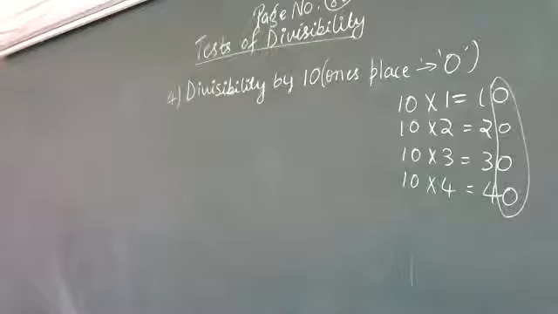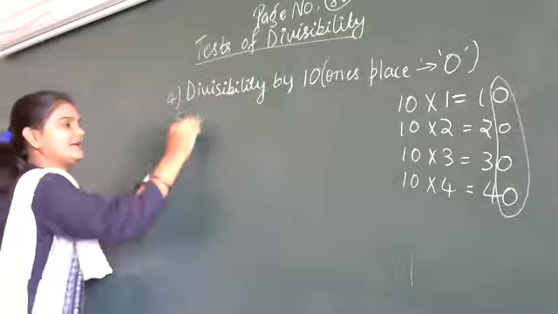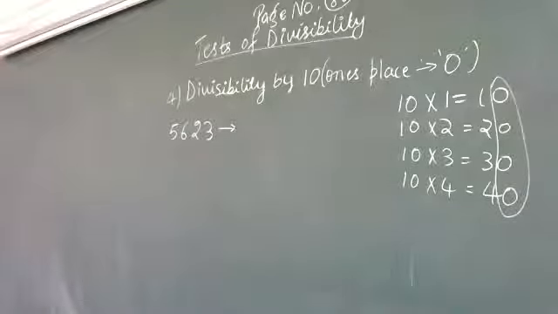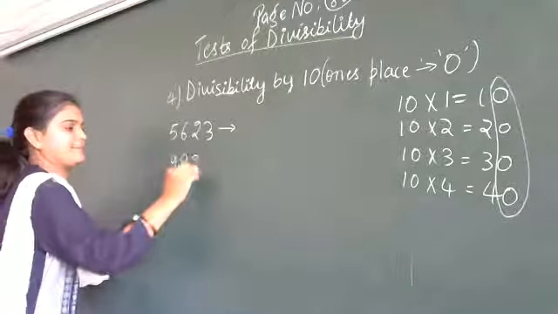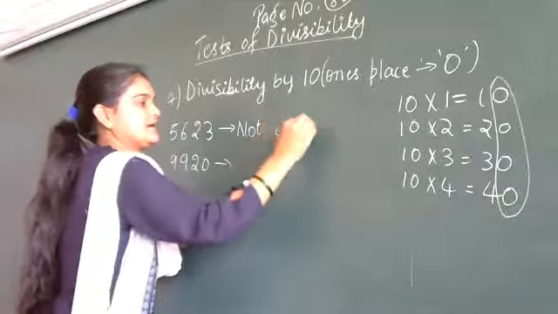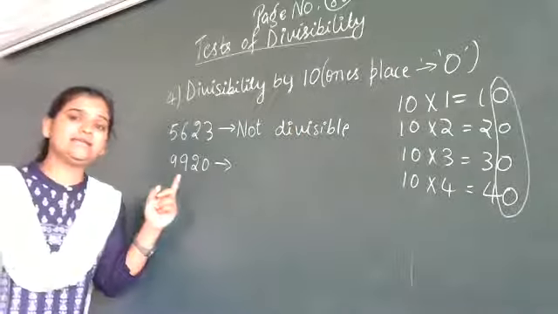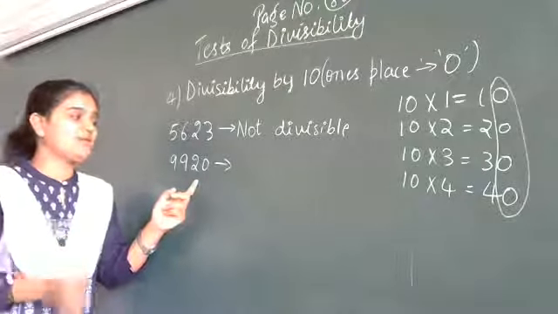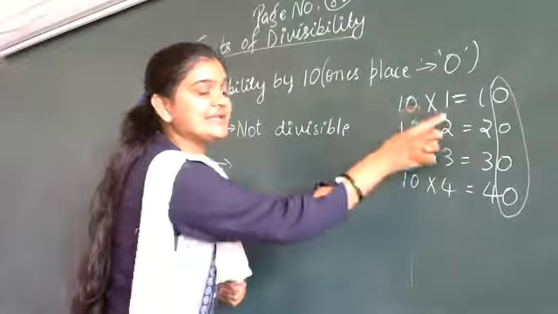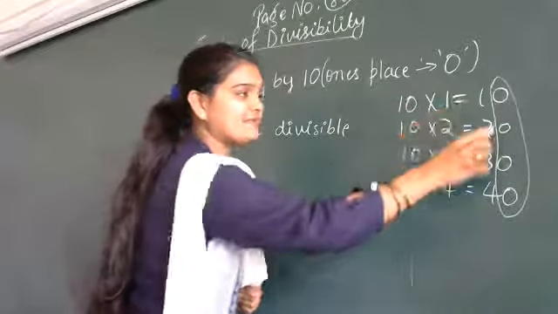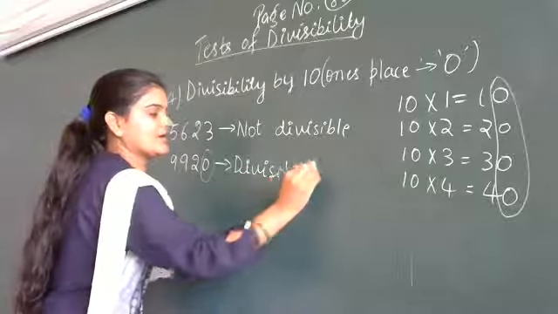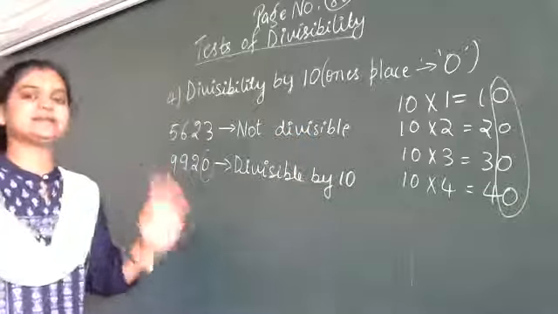Now, see here, children, tell me whether it is divisible by 10 or no. Here it is not divisible by 10. And 9,920, why is it divisible by 10? One's place is 0. Remember, in tens table, we have all one's place as 0. Here it is divisible by 10 because one's place is 0.